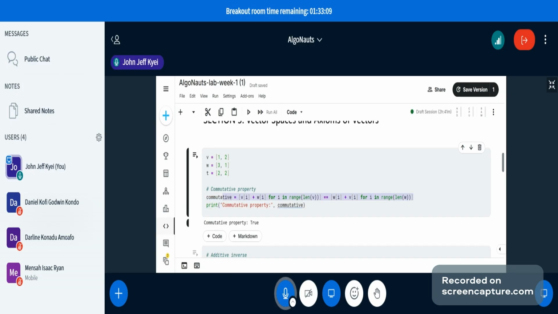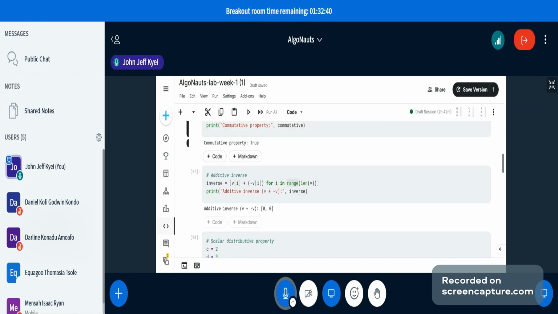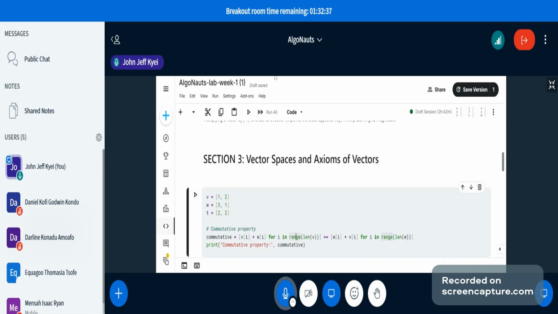Okay, so for i in length, in this, it's just making sure that it goes through all the values. If they're not there, you might even get an error because you can't add lists together in Python. So this is making sure that I want you to add them element-wise, and compare it if you add it the other way around for the same range, and then tell me if it's true. Okay, so this is the commutative property. Do you guys understand?